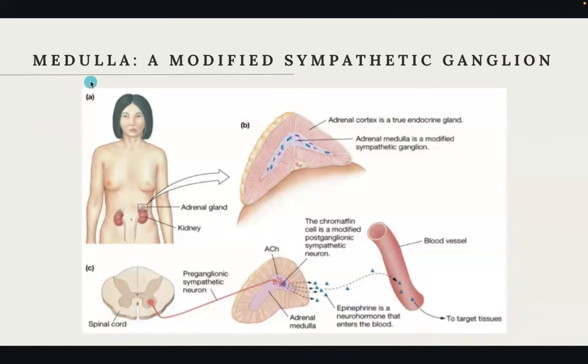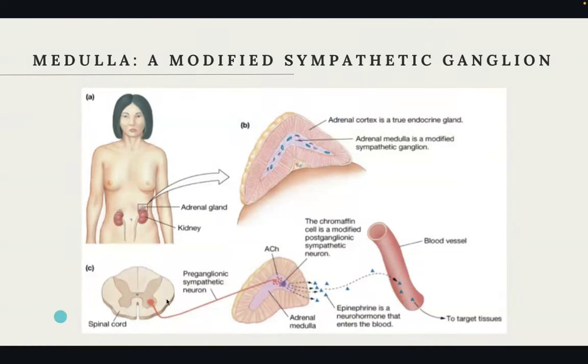Now, the adrenal medulla, we discussed it a bit in the beginning, but it's known as a modified sympathetic ganglion. The reason is because the cells inside of it have an origin of neural ectoderm. Where's another place neural ectoderm cells can be found? They can be found in the sympathetic chain. The cells we're going to specifically find here are called chromaffin cells. They're going to act as a postganglionic sympathetic neuron.